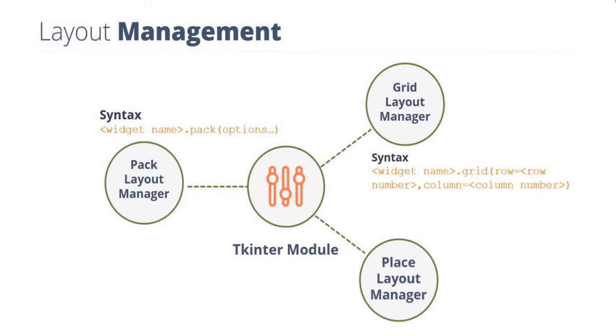The Place Layout or Geometry Manager arranges the widgets of the GUI at specific positions that are provided by the programmer as absolute values. The place method is used to access this layout manager. This method takes certain options such as x, y, width, etc. that describe the positioning and size of the widget.